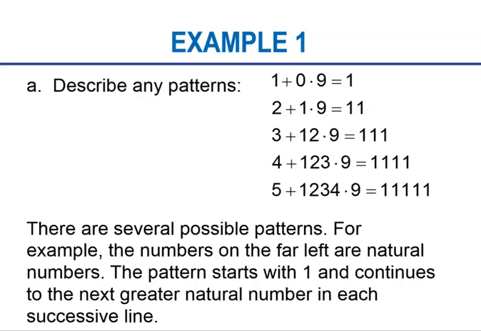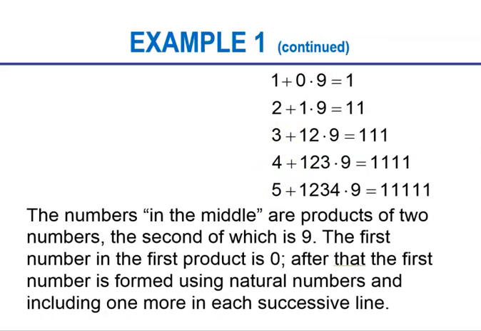Notice it points out there are several possible patterns. For example, the numbers on the far left are natural numbers. Notice they work up from 1, 2, 3, 4, 5. Notice the numbers in the middle are products of two numbers, the second of which is 9. Notice there's a 9 in all 5 of our lines here. And the first number in the first product is 0. After that, the first number is formed by using the natural numbers and including one more in each successive line.